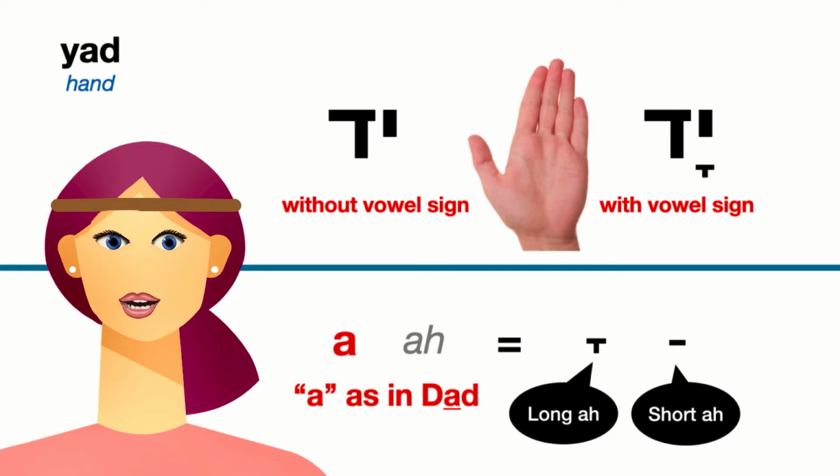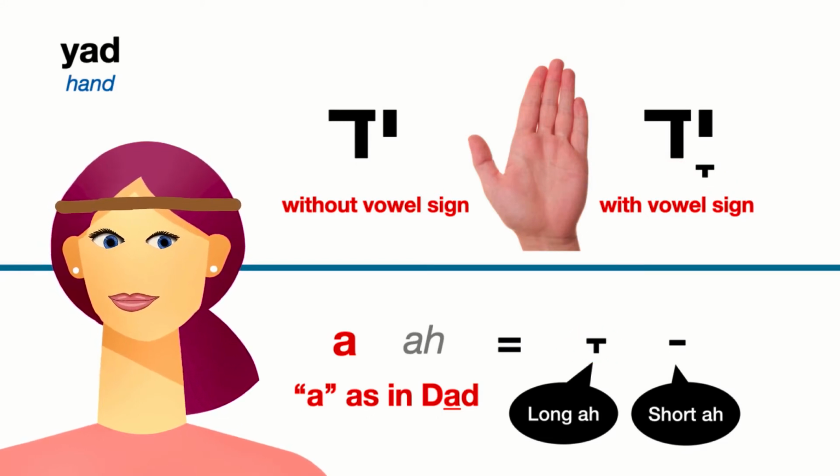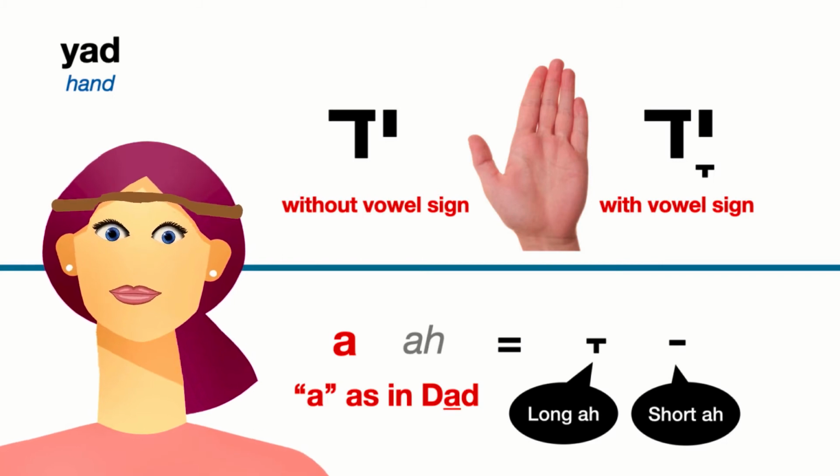Do you remember the nikud sign that is under the letter Yod? This nikud sign is called kamatz. It tells us to pronounce a long ah sound. So we pronounce the Y sound with an ah sound, Ya, plus a D sound, forms the word yad. Yad means hand.